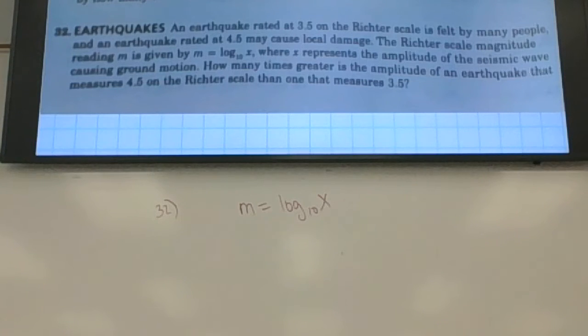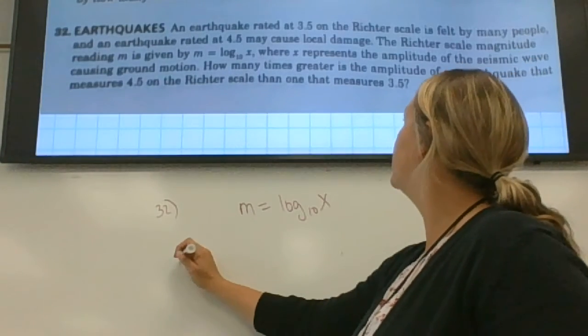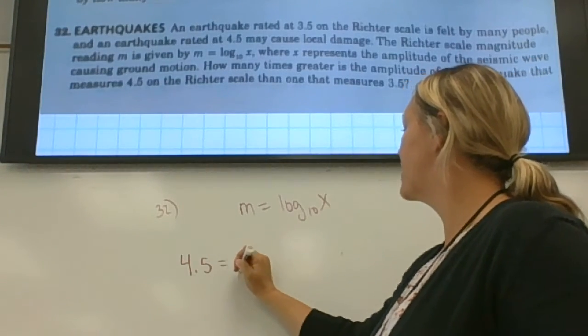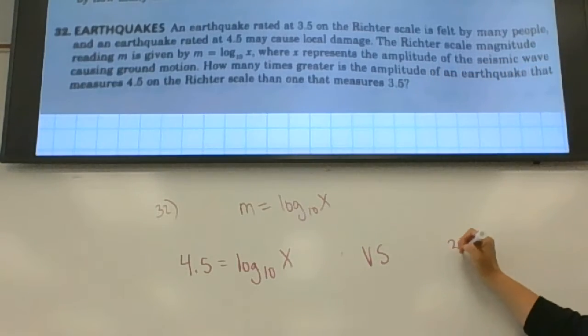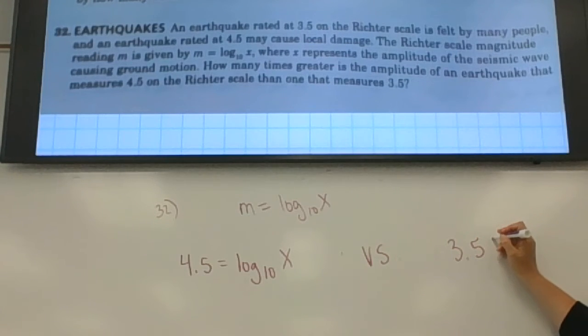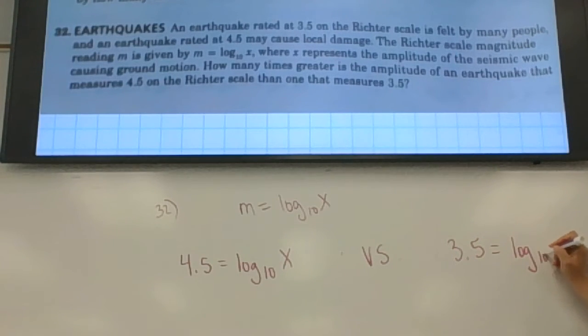How many times greater is the amplitude of an earthquake that measures 4.5 on the Richter scale than one that measures 3.5 on the Richter scale? So we're going to do this twice. We'll put 4.5 in here, and we're comparing it to a 3.5. They're saying in general, if you hear on the news that it measured a 3.5, that means people felt it. Not any damage really. But if you hear 4.5, that's when you start to hear damage.